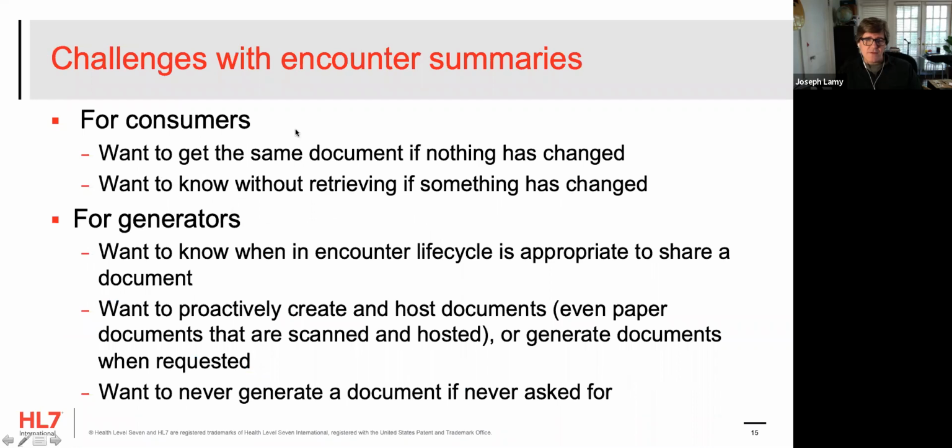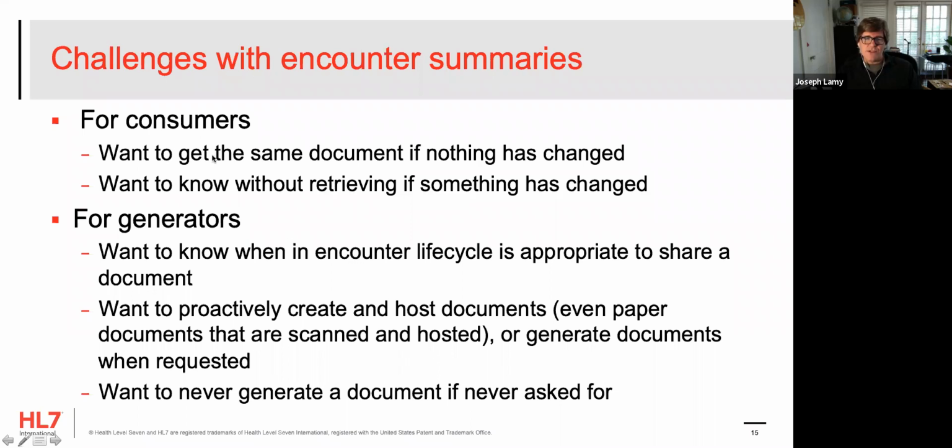Here are some user requirements that we gathered. First off, what's not listed here is that we have a need for encounter summaries to go through revisions. The canonical example is where you check out of a hospital and you get a discharge summary, and then at some point later, your labs come in and the discharge summary document is updated. So within that realm of having to deal with updates, we derived a whole bunch of other requirements.